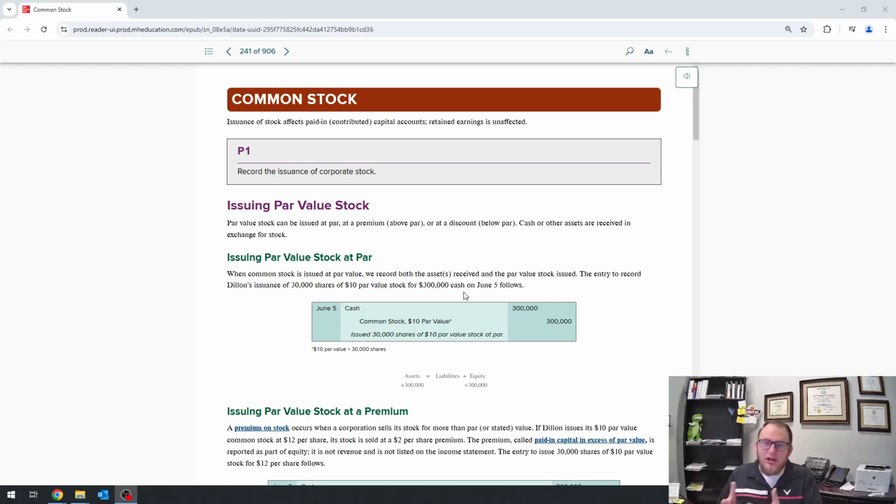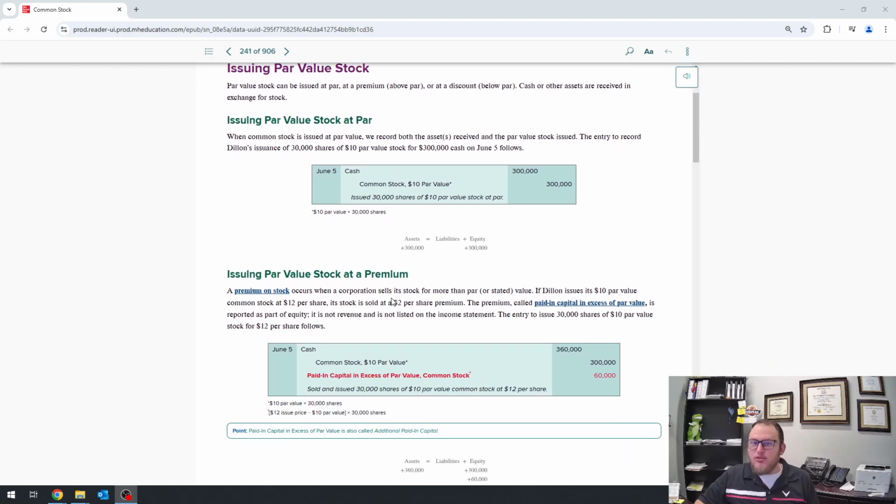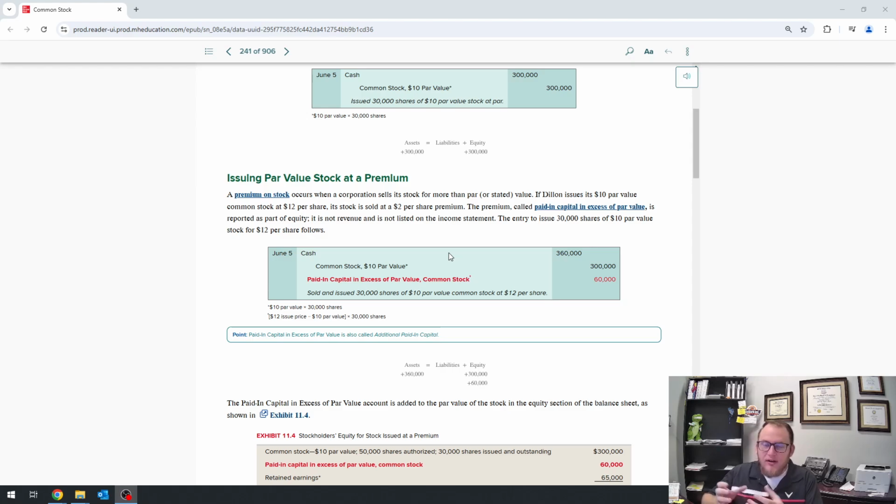Now, if we were to sell that $10 par value stock for $12, because the par value is just the minimum required, these stocks could be worth more. So in this case, we sold those same stocks at $12 apiece. They issue their $10 par value stock at $12 per share, and so it's sold at a $2 premium. So now we have $360,000 coming in, because that's 30,000 shares times $12 apiece.